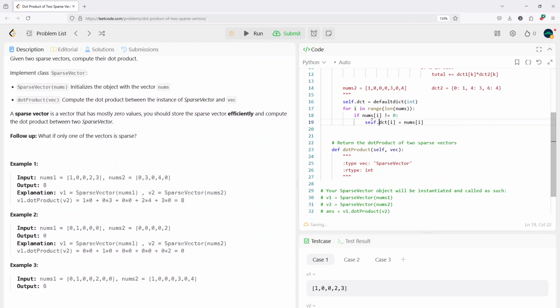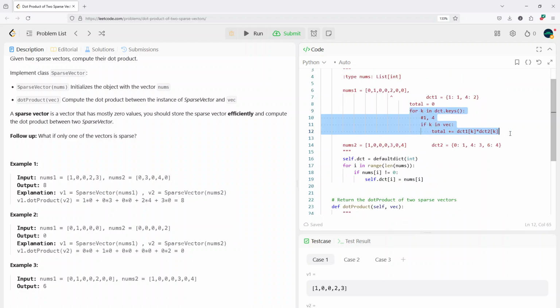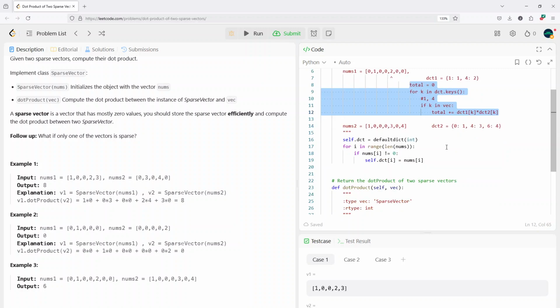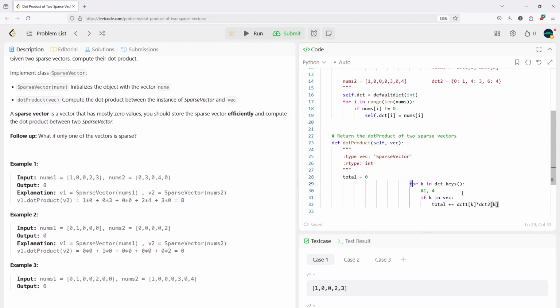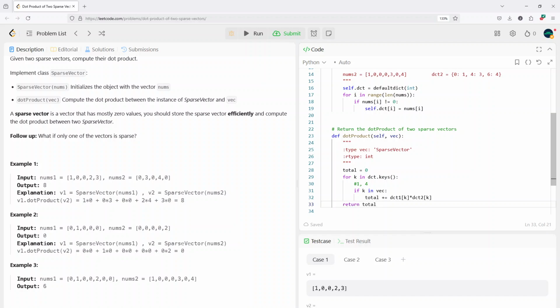So then if you do a dot product of the given vector with another vector, it would be what I just had up here. For k in dict, if k is in self.dict and vec.dict, then total plus equals self.dict times vec.dict. And then that should be it.